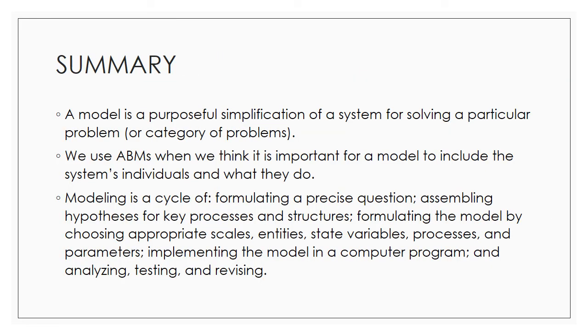So to summarize, you have learned that a model is a purposeful simplification of a system for solving a particular problem or category of problems. We use agent-based models when we think it is important for a model to include the system's individuals and what they do. Our modeling cycle goes through the following stages: formulating a precise question, assembling hypotheses for key processes and structures, formulating the model by choosing appropriate scales, entities, state variables, processes, and parameters, implementing the model in a computer program, and analyzing, testing, and revising.